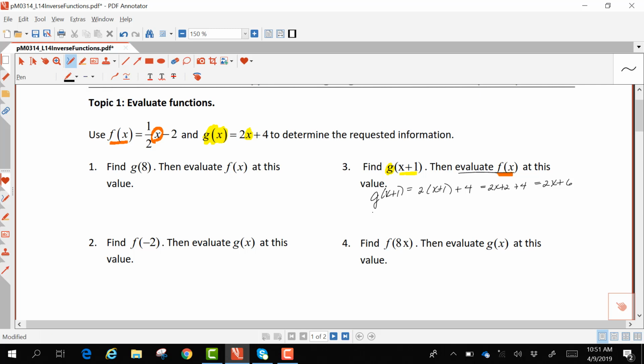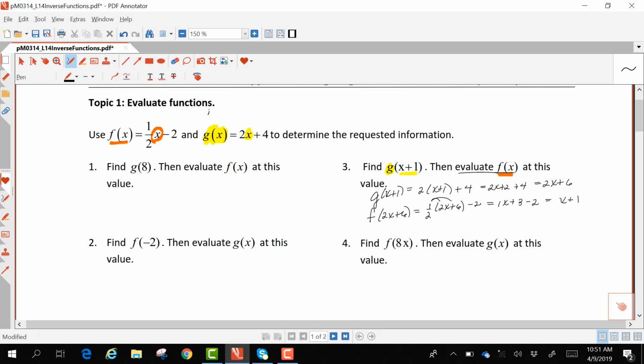Therefore, if I write this in function notation, this would be f of 2x plus 6, resulting in 1/2 times the 2x plus 6 minus 2. Again, I distribute the 1/2. 1/2 times 2x is just 1x, and 1/2 of 6 is 3. And combining like terms, this results in x plus 1. Again, that's a practice on function notation.